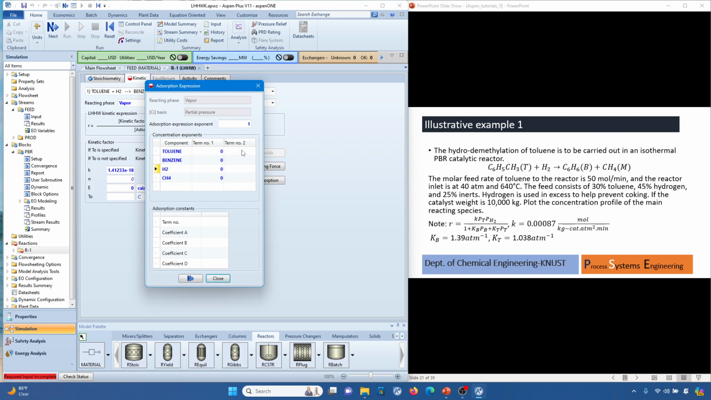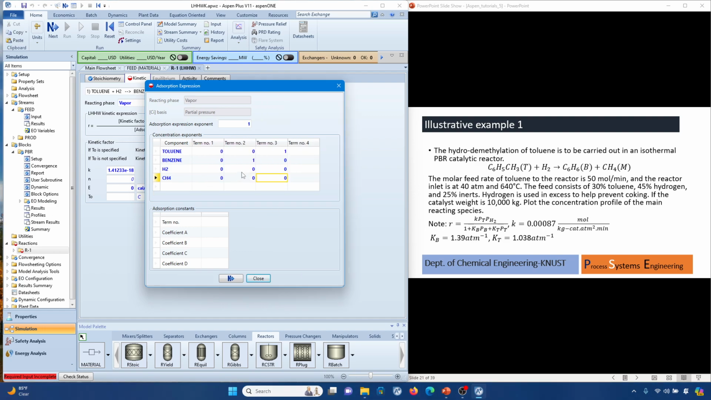And then term number 2, we have benzene in there and nothing else. So every other thing goes to 0. And for the third term, actually, right. So we have that when it comes to the constants.